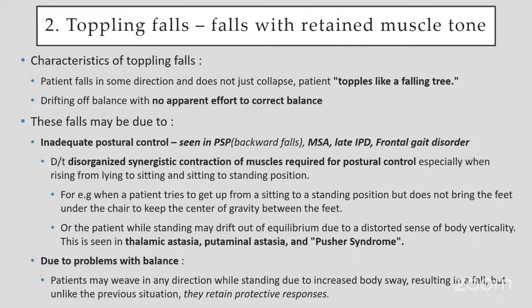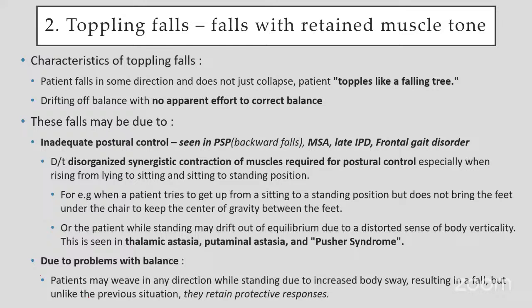This is due to disorganized synergistic contraction of muscles required for postural control, especially when rising from a lying to sitting position and sitting to standing position. For example, when the patient tries to get up from sitting to standing but does not bring the feet under the chair to keep the center of gravity beneath the feet, the patient may fall either forward or backward. Or while standing, the patient may drift out of equilibrium due to a distorted sense of body verticality. This is seen in thalamic astasia, putaminal astasia, and Pusher syndrome.